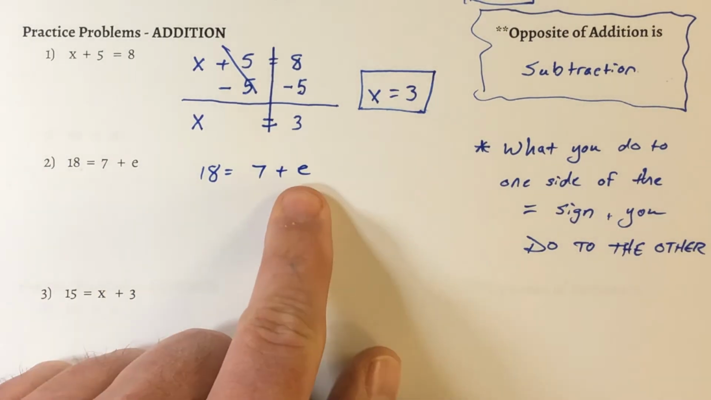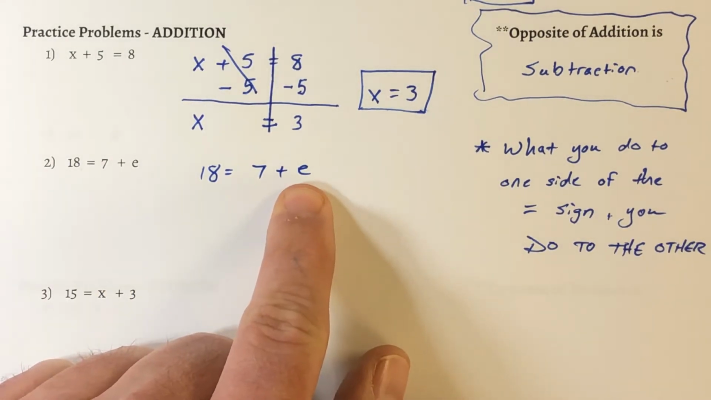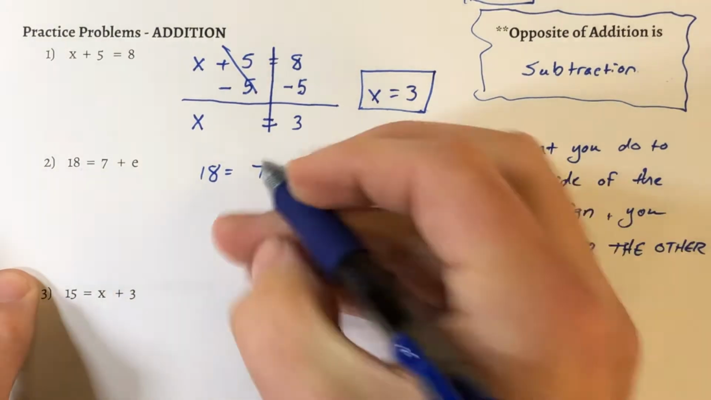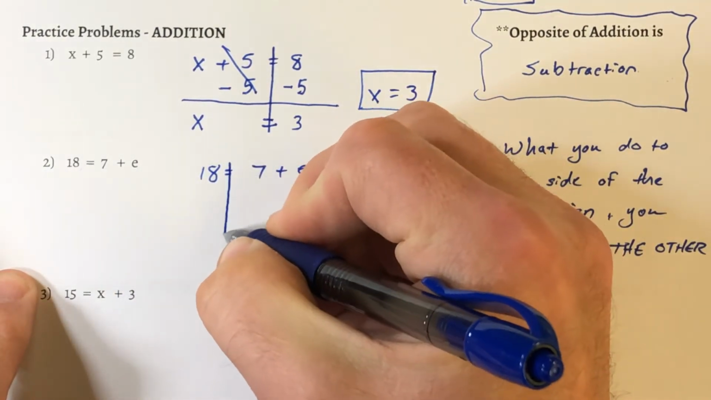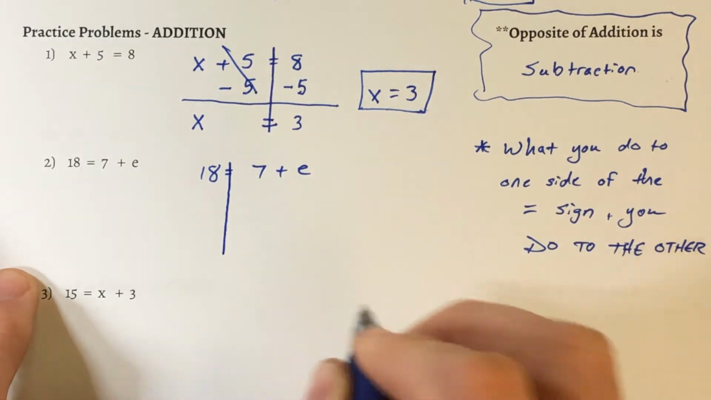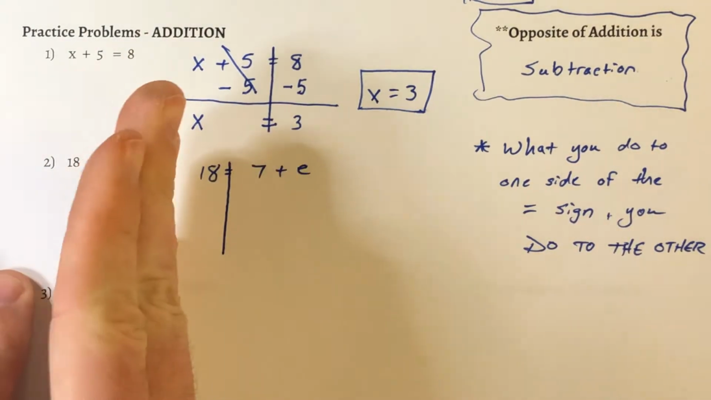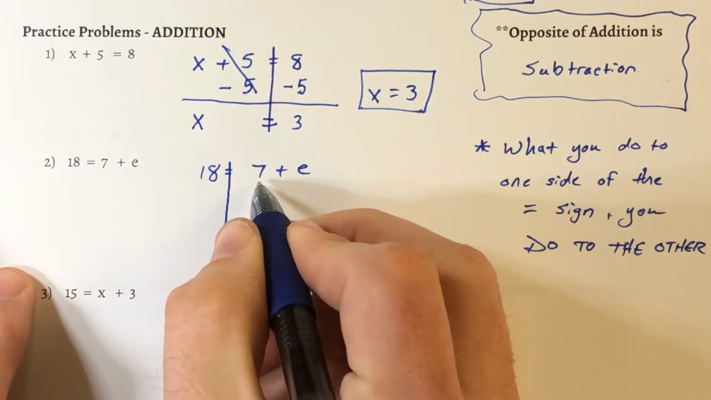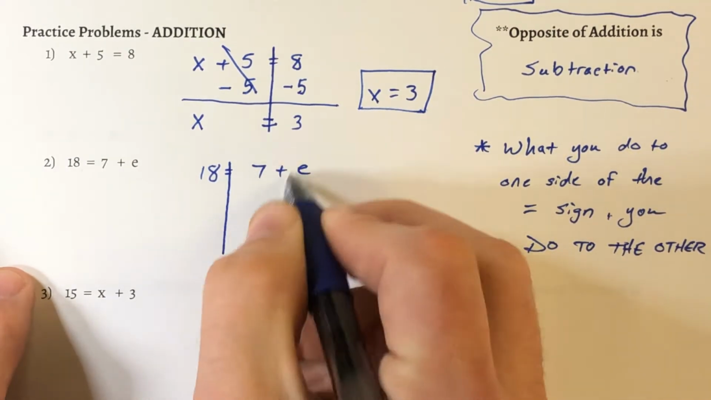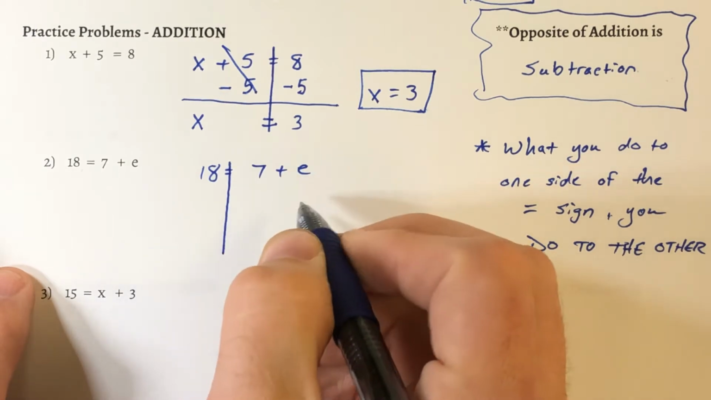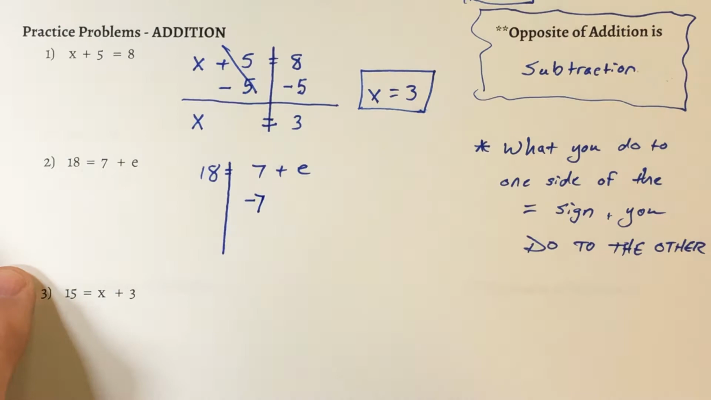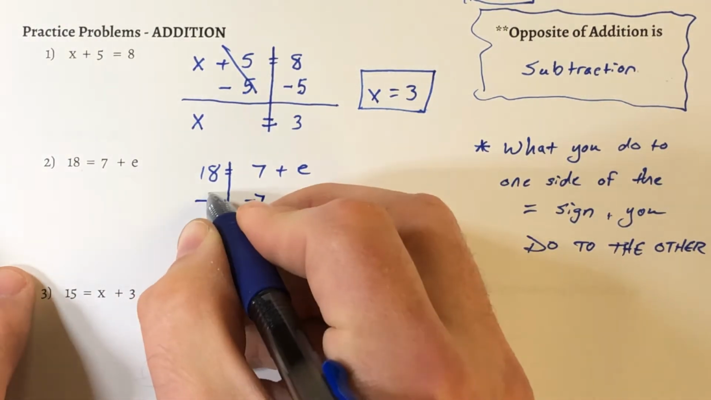Our goal is to figure out what e needs to be to add to 7 to get to 18. So again, I'm going to draw my line to show our balance. Whatever I do to one side, I have to do to the other. So if I want e by itself, I need to get rid of the 7. So what am I doing? I'm adding the 7 to the e. So the opposite of adding is, again, subtracting. What I do to one side, I must do to the other.